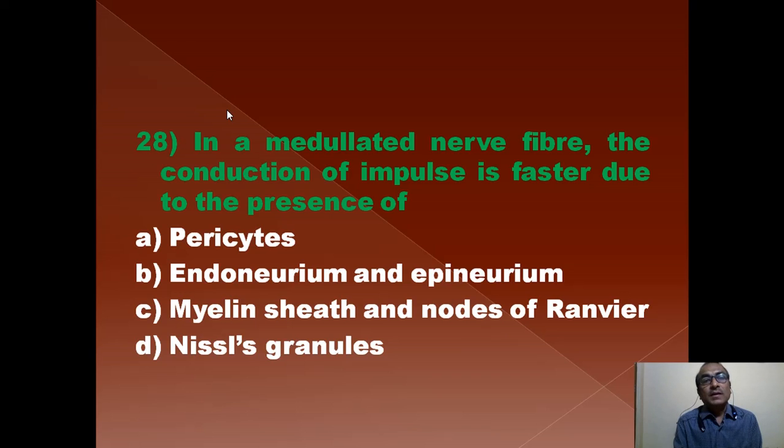Pericytes are the cells which are in the surrounding vicinity. Then Endoneurium and epineurium are the connective tissue layers which are found in a nerve. Endoneurium is in between the nerve fibers, and epineurium surrounds a nerve. Okay, so therefore here C is the right answer.